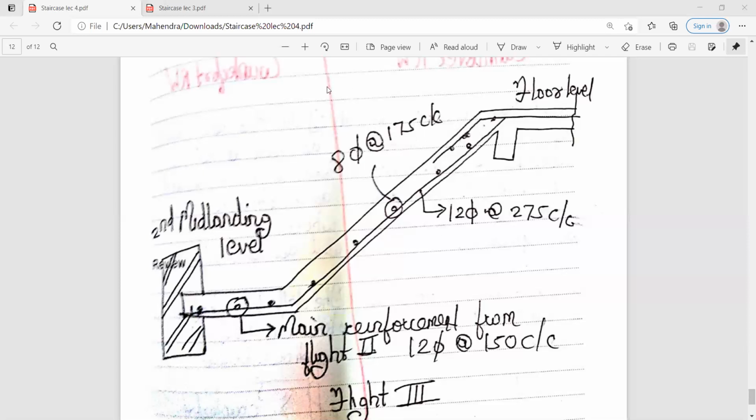Yes, is anyone having any doubts in the staircase? If you are having any doubts in the staircase, you can ask, or in this particular sum, if you are having any queries, you can ask about any detailing or any values, formulas. From tomorrow onwards, we are going to start with the next module. So if anyone is having any doubts, you can ask just now.